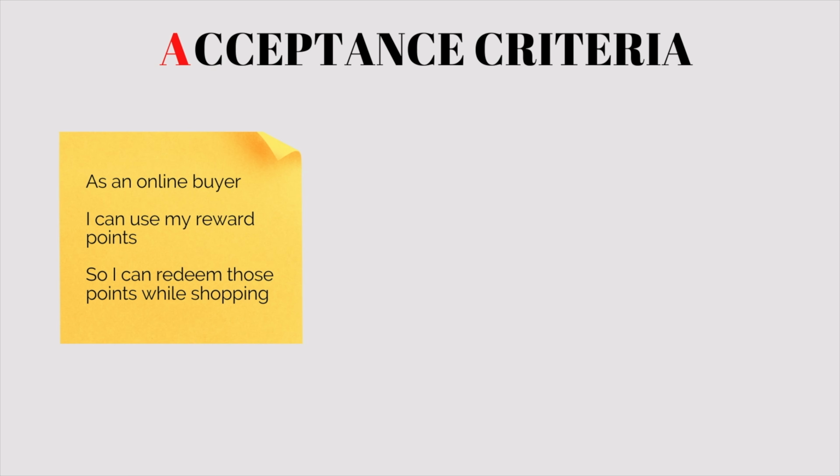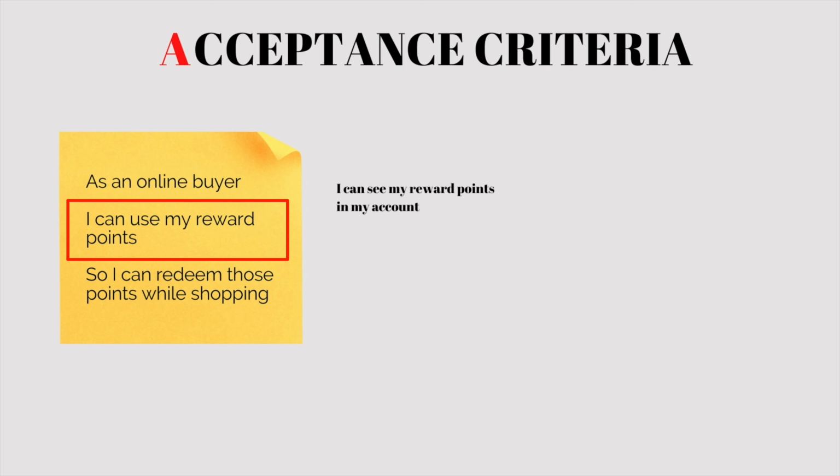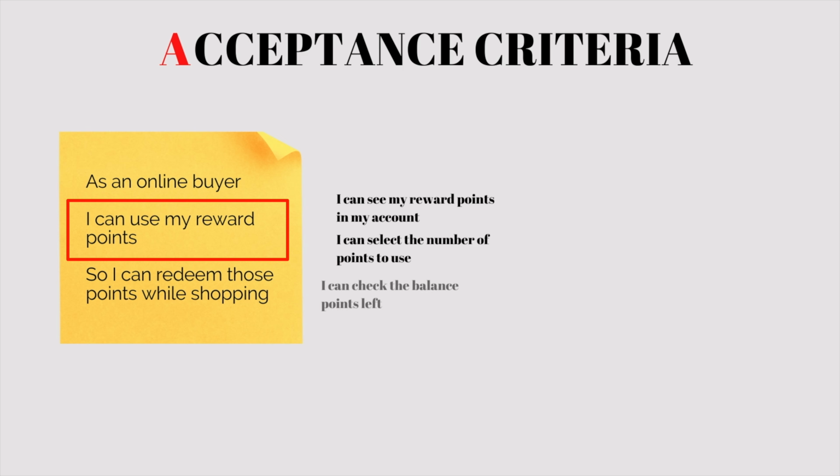As an online buyer, I can use my reward points so I can redeem those points while shopping. Again, the middle section of this epic, when seen through the lens of the acceptance criteria pattern, can be divided into 3 different criteria. 1. I can see my reward points in my account. 2. I can select the number of points to use. And 3. I can check the balance left. Each criterion will create 3 separate user stories.